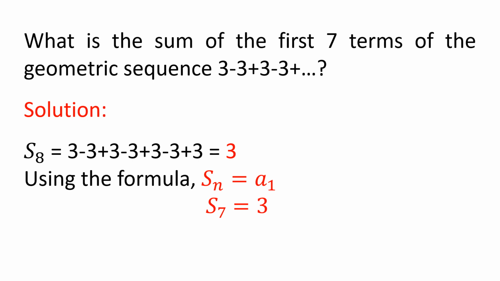So remember class, if our r is equal to -1 and our n is an even number, the answer is always 0 when it comes to the sum of the terms. Then, if our r is equal to -1 and the value of n is an odd number, always the sum is equal to the first term of the geometric sequence.